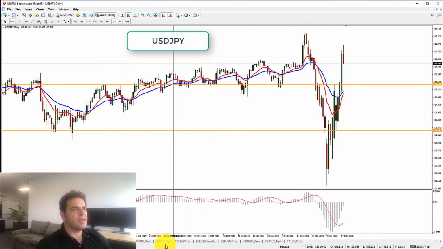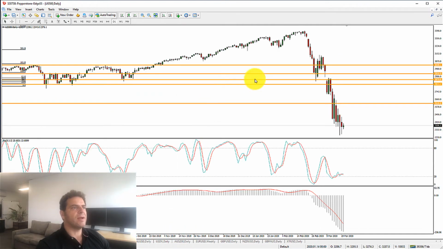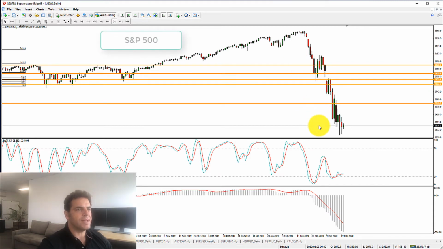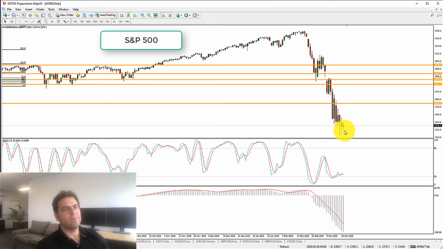Okay, the S&P 500, one we always check out. We can see here that the volatility every day has been extreme, 5 to 10% moves basically on a daily basis. Running riot is this index here, along with the other world indices. The action has started to slow down a little bit now. We're starting to see a little bit more consolidation around this zone here.